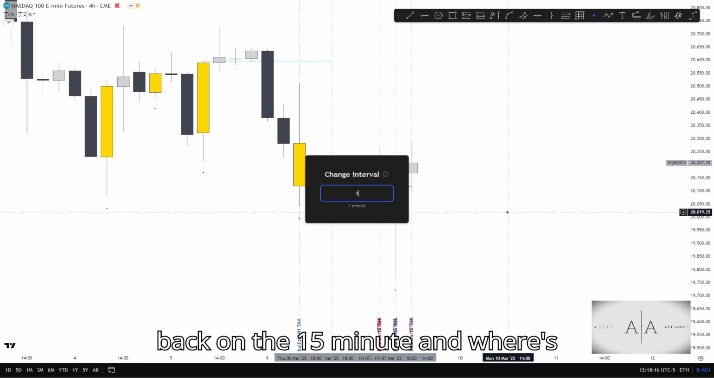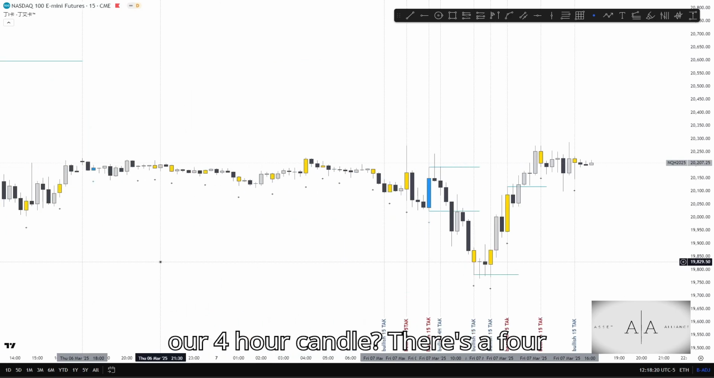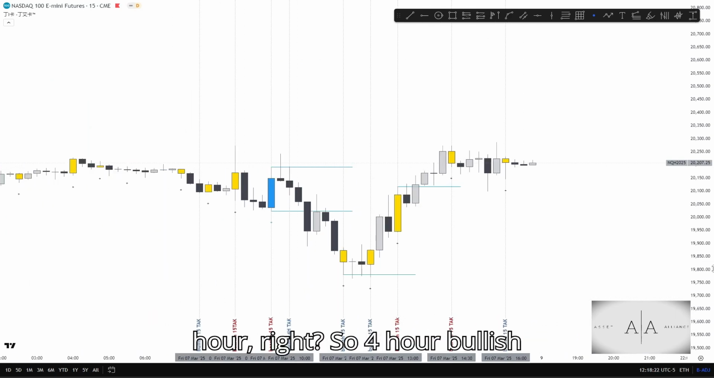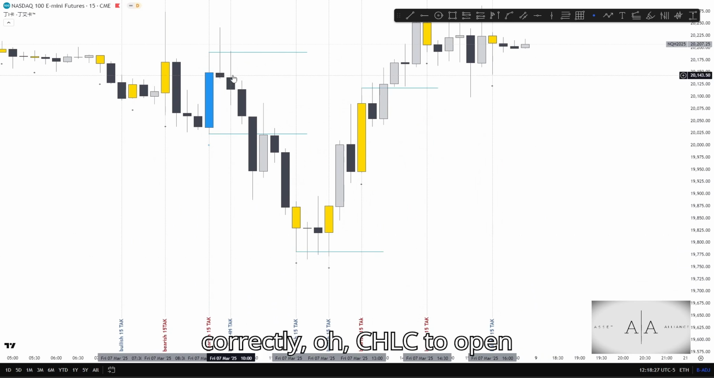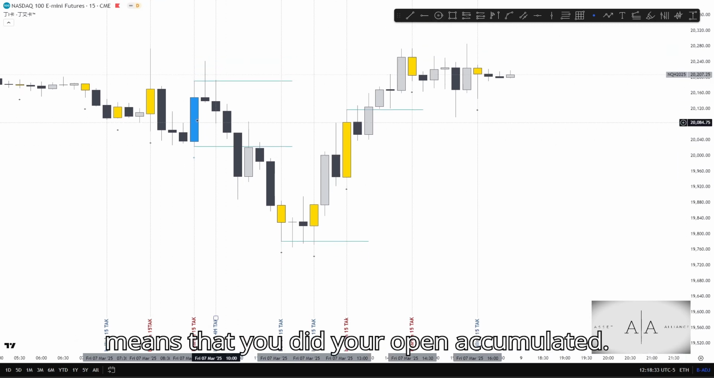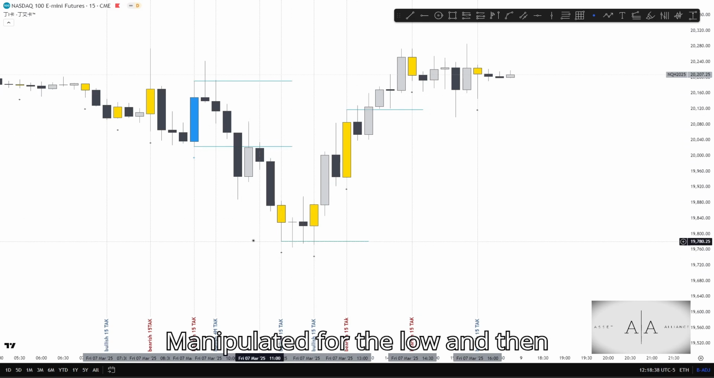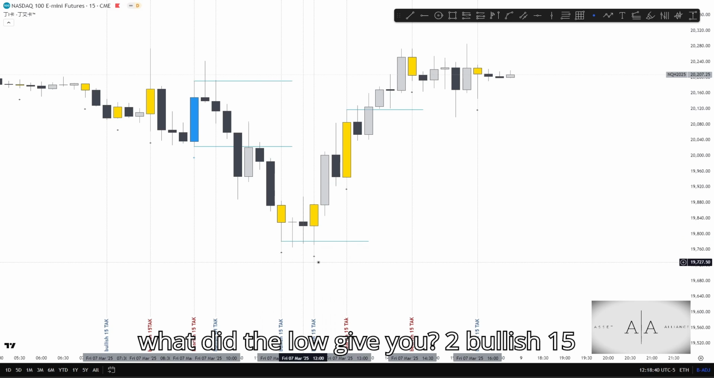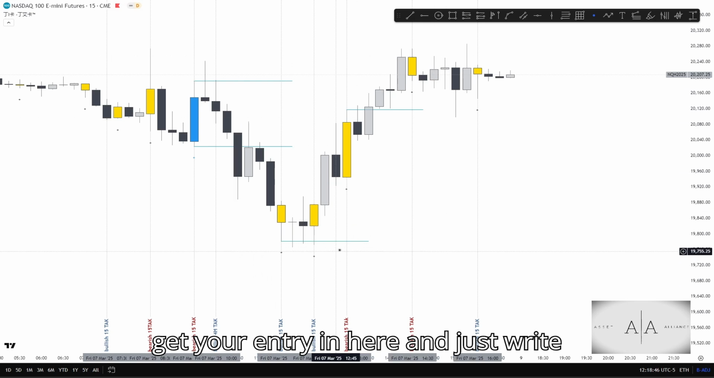But it just helps you know which candle is the most important to be using. So then you go back on the 15-minute. And where's our 4 hour candle? There's our 4 hour, right? So 4 hour bullish, OHLC, right? If we remember correctly, OHLC. So open, low, high, close, right? So that just means that you did your open, accumulated, manipulated for the low, and then what did the low give you? To bullish 15 tech, because you're bullish on the 4 hour. So you wait for these two, get your entry in here, and just ride this one.